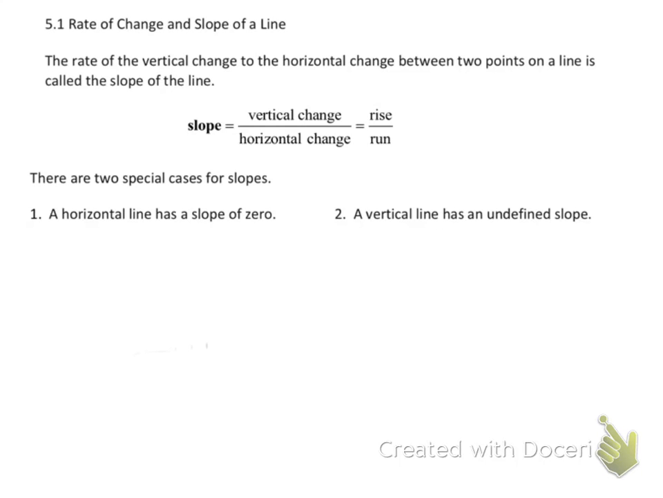5.1 Rate of change and slope of the line. Slope is nothing more than vertical change over the horizontal change, in other words, rise over run.